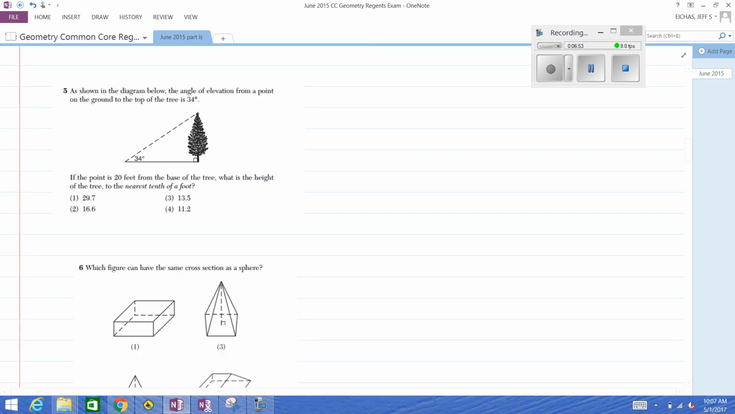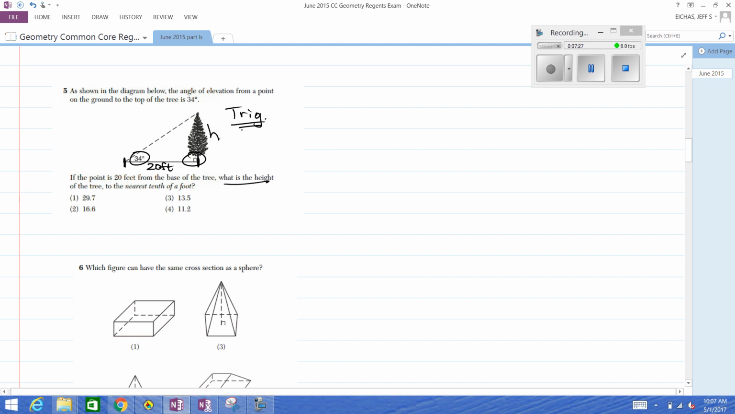All right, number 5. What we have appears to be a trig problem. Okay, we have a right triangle, an angle measure. Usually that's not going to be Pythagorean theorem. So let's take a look here. If the point is 20 feet from the base of the tree. All right, so some vocabulary. 20 feet from the base of the tree, looks like that is going to be the side they're talking about. What's the height of the tree?